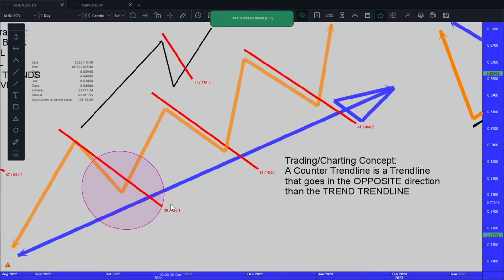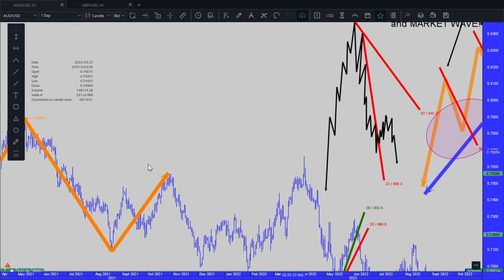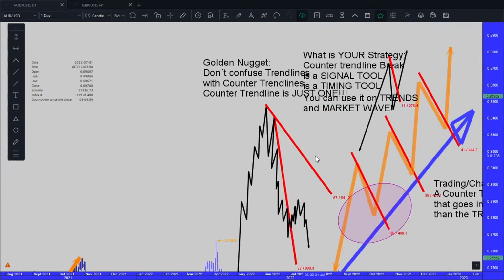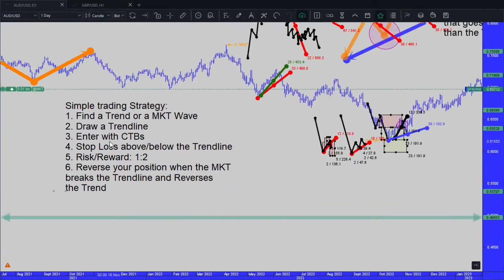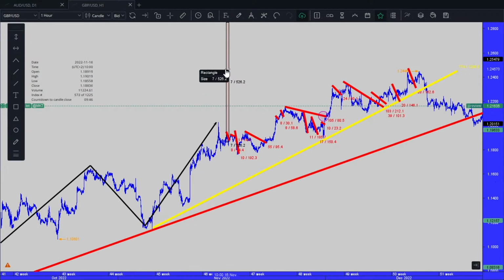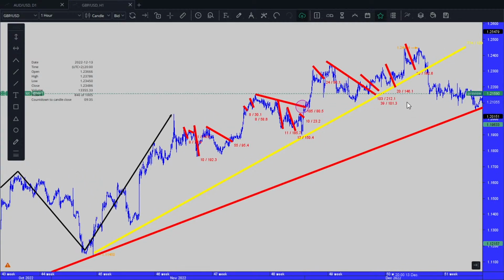Rule number 6. Where is the rule? 1, 2, 3, 4, 5, where are we? There you go. Reverse your position when the market breaks the trend line and reverses the trend. Right, Clara and everybody else? I need to follow the market, so I'm going to draw another trend line. Okay. Boss, but you didn't hit the risk reward ratio.